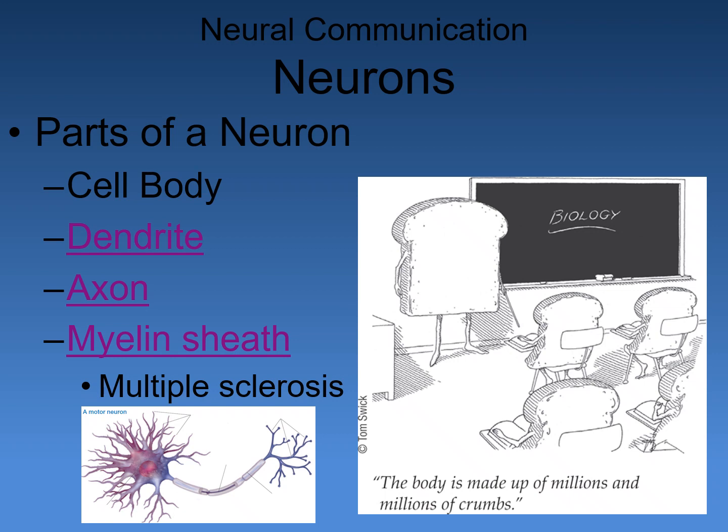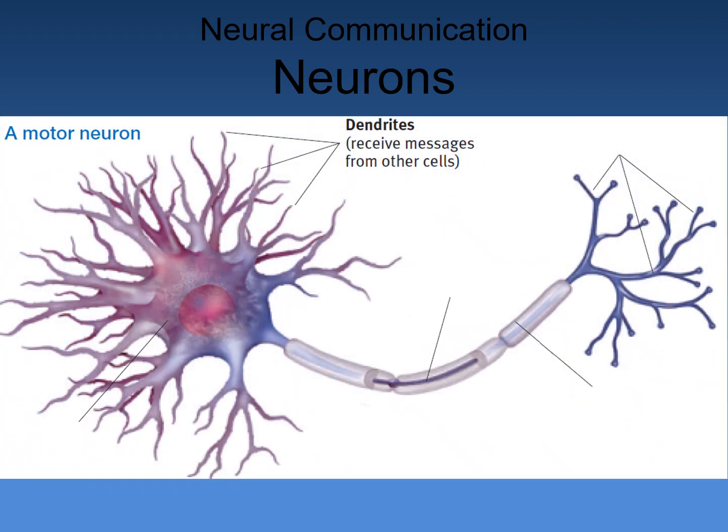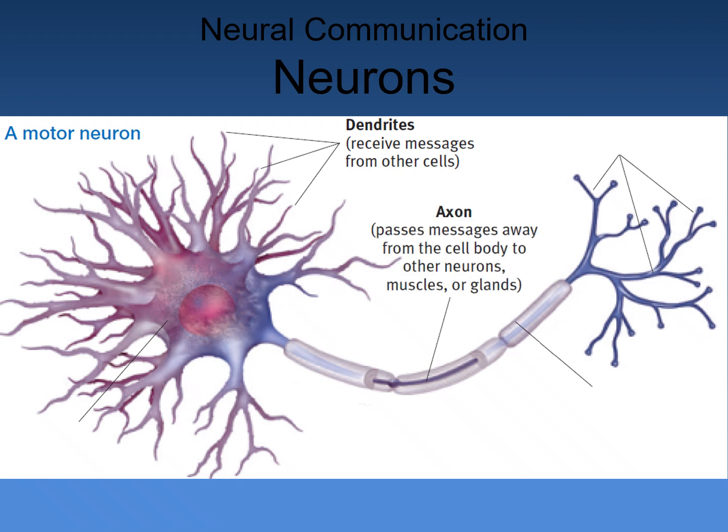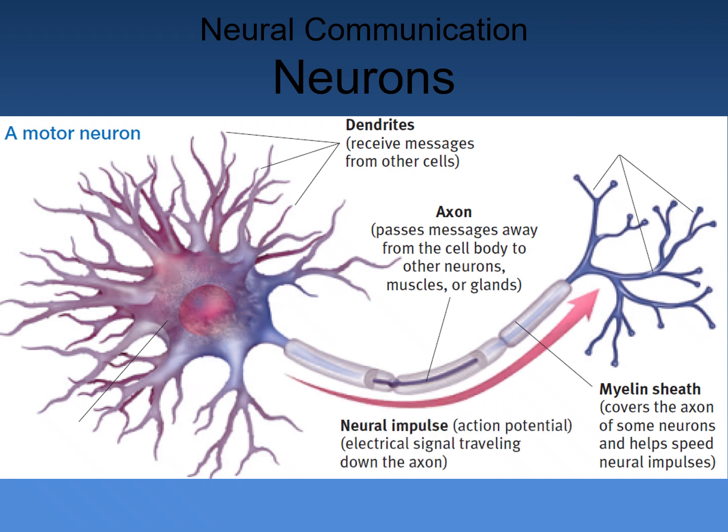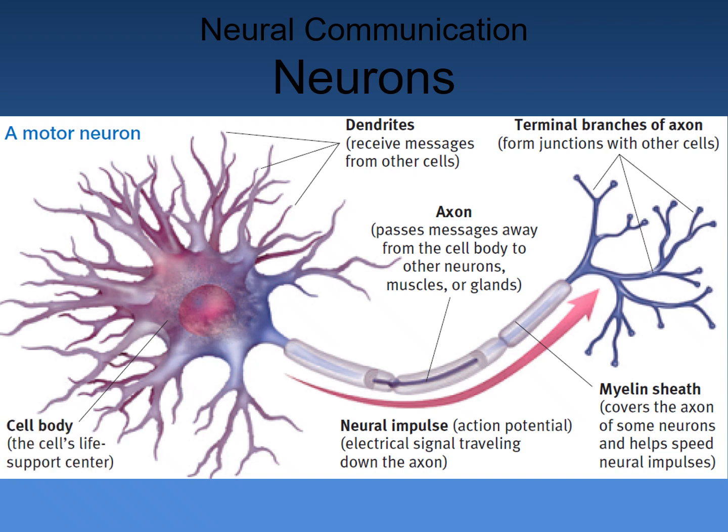Now you need to know the parts of the neuron listed here. More info on the next slides. Here we have dendrites, axon, the myelin sheath, neural impulse, and terminal branches. And here's the cell body.